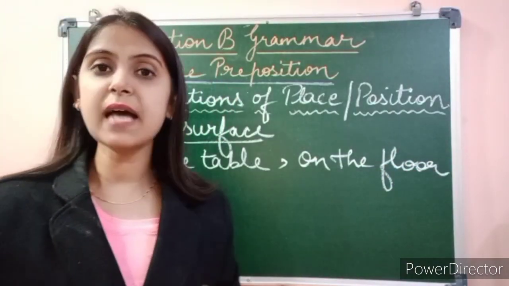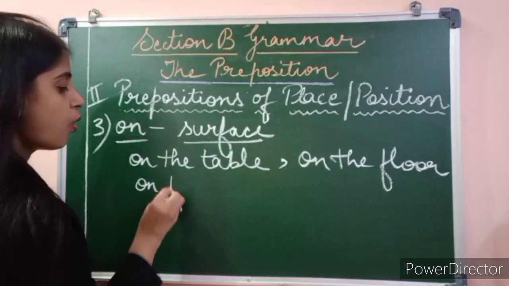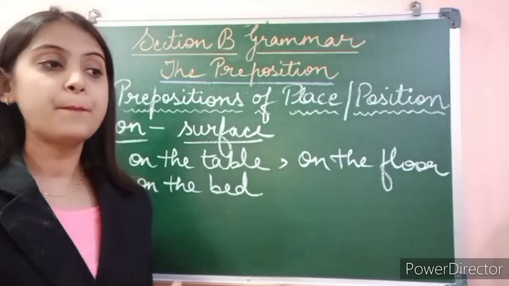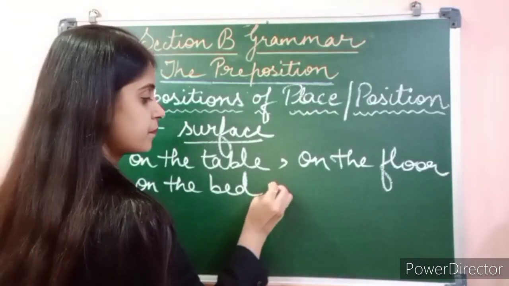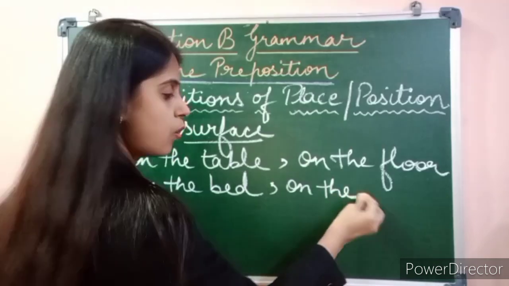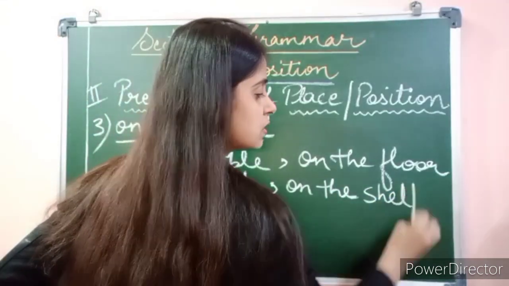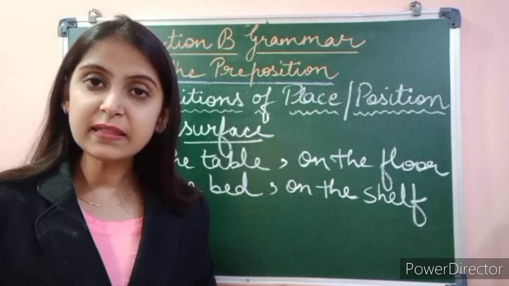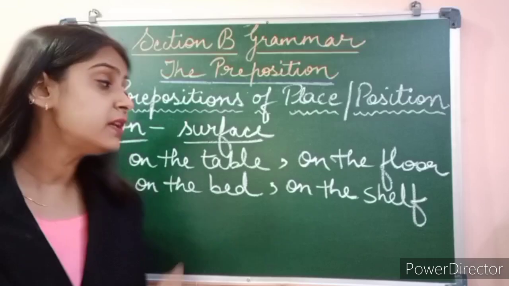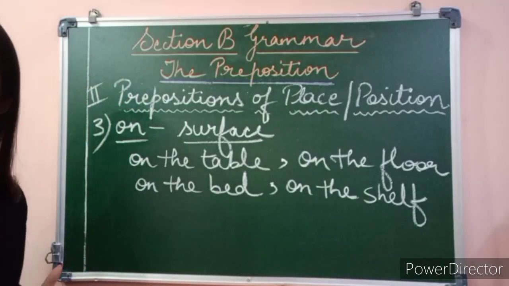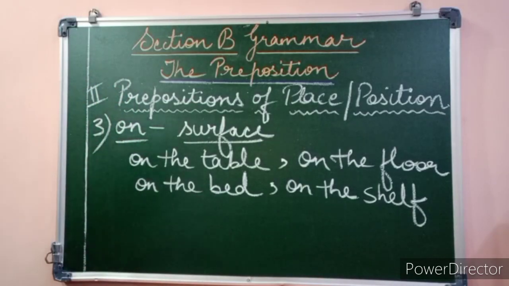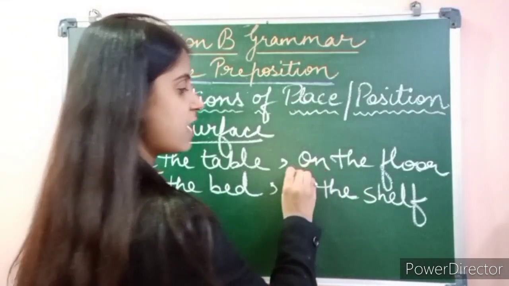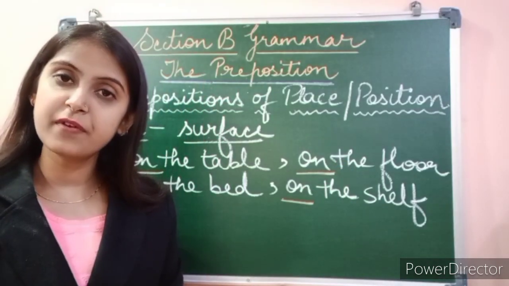Okay, my books are kept on the bed, right? Pots are kept on the shelf. Flower pots are kept on the shelf. So when one thing touches the surface of the other thing, we use the preposition on, right? Because we are talking about place. So the preposition on will be used. On the table, on the bed, on the shelf, on the floor. I hope it is clear to everyone.